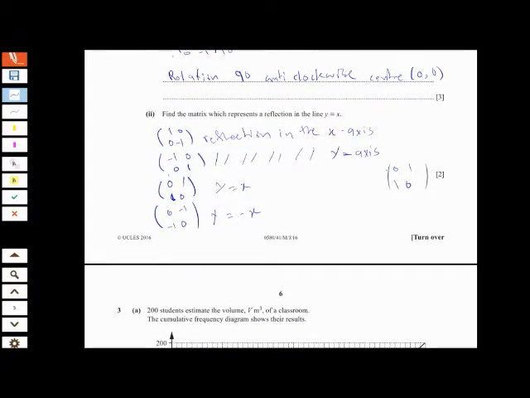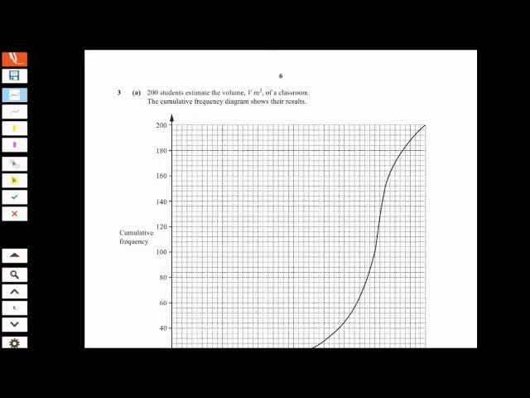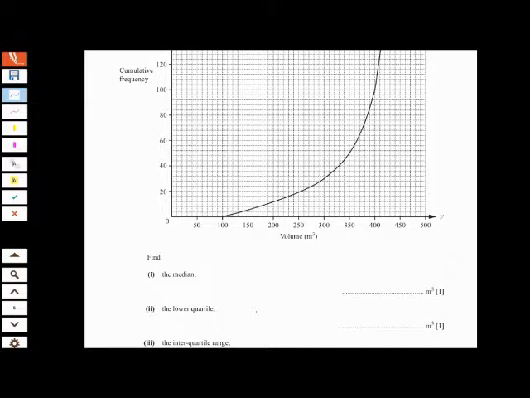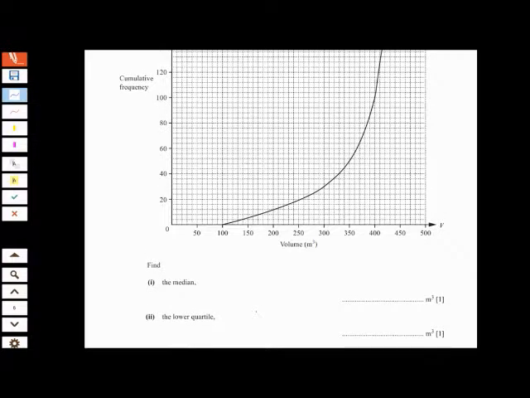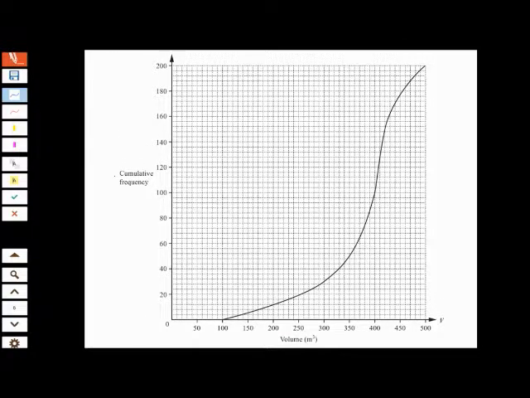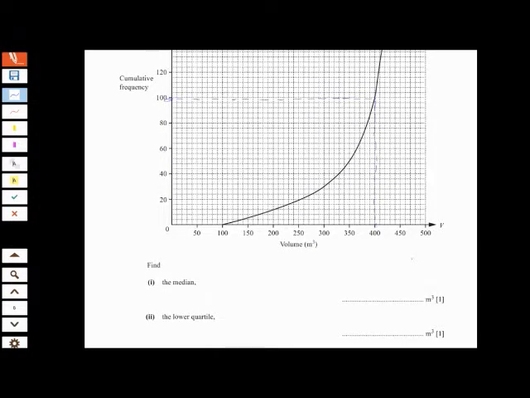And now question 3a, 200 students estimate the volume of a classroom. The cumulative frequency diagram shows their results. Now find the median, the lower quartile, the interquartile. The median is basically 200 divided by 2, which is 100. Right here, so this 100. You draw a line until it reaches the graph, and then you draw a line to the x-axis, and that is your answer, which is 400 meter cube.